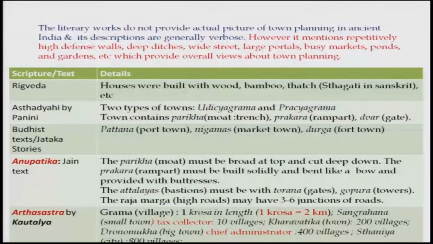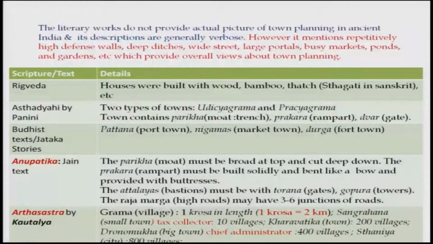And the atalaya, the bastion, must be with the torana or the gate. Gopura is basically towers, and rajamarga, which in present terms we call highways, may have 3 to 6 junctions of road. And there are several other things in this text, and several other texts as well, of which I am just giving some representative examples.